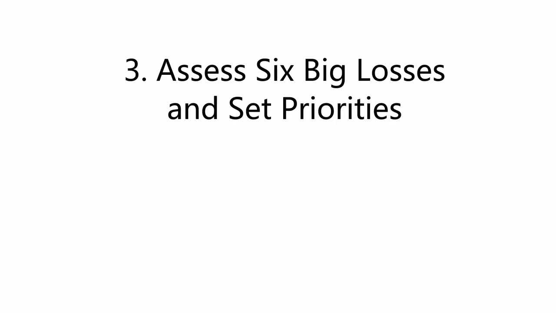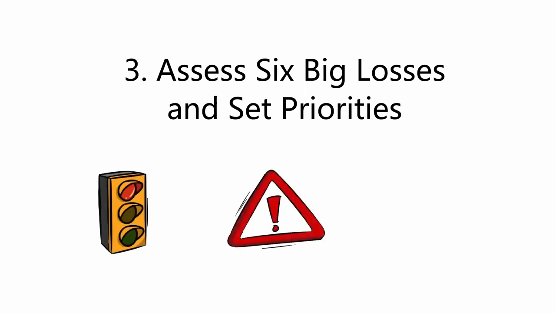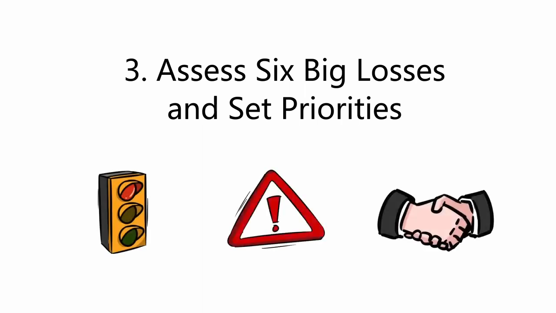Step 3. Assess 6 big losses and set priorities. This will involve an analysis such as shown in the last section. Agree and sign off the priorities with management.